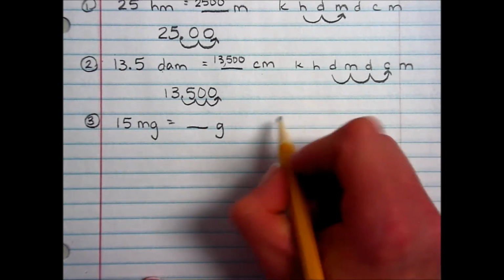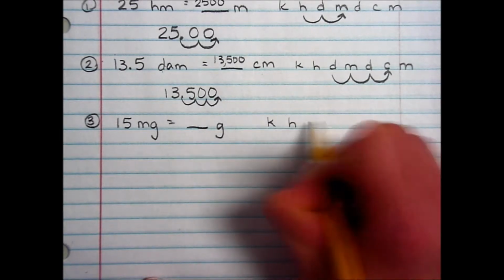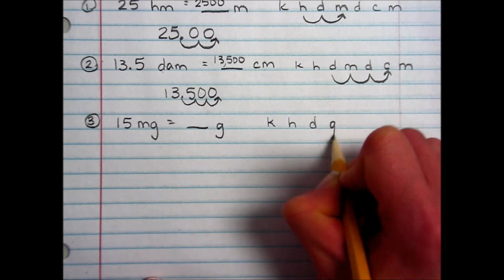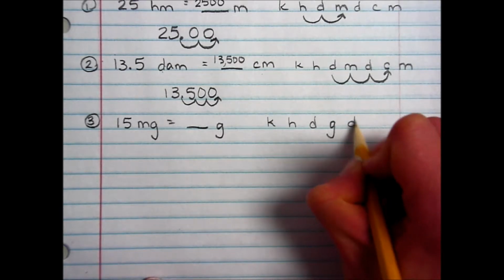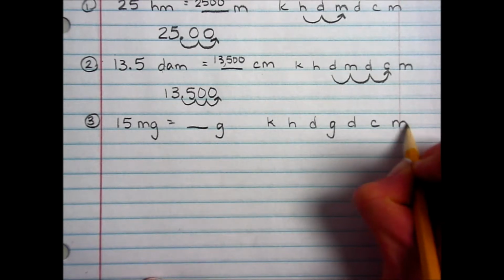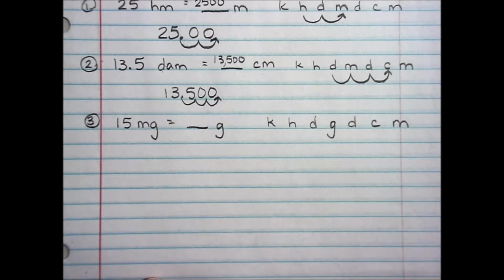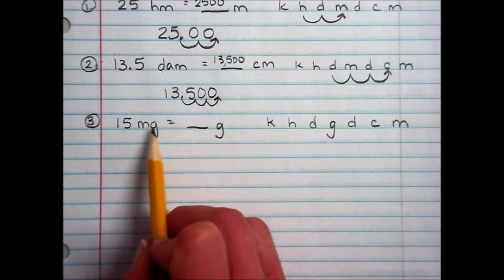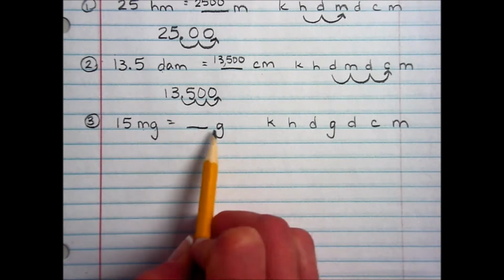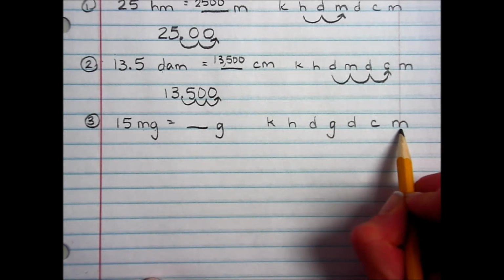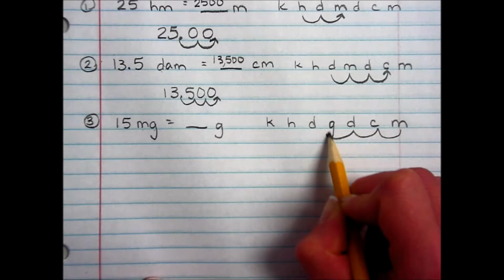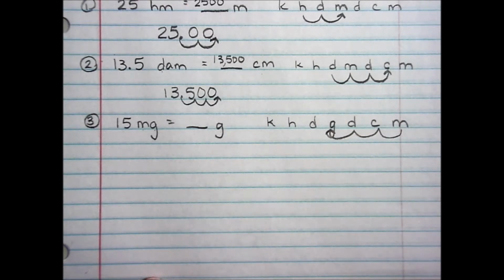All right, we write our phrase. King Henry died. Oh, not Monday. Drinking chocolate milk. Okay, so this time I'm going from milligram to plain gram. So start at the milli. We're going to gram. So we're going in a different direction.